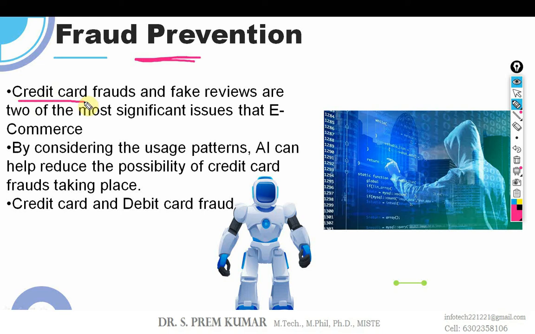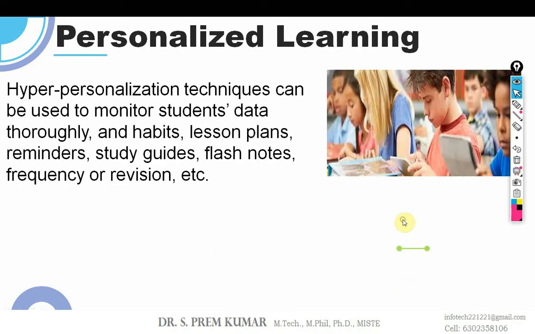All these credit card frauds can be controlled with the help of artificial intelligence concepts. The user patterns, the timing of the transaction, the amount, and the frequency of transactions are all recognized by the algorithms, and accordingly it will detect whether it is a genuine case or a fraudulent case. So credit card fraud detection, and of course fake reviews. Many reviews will be fake reviews. The fake reviews, credit card, and debit card frauds can all be controlled with the help of artificial intelligence.